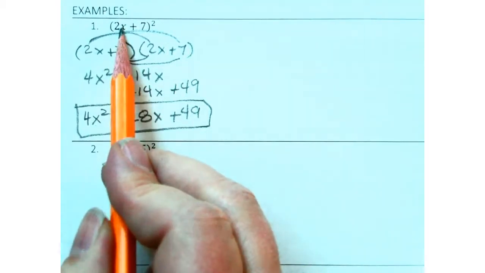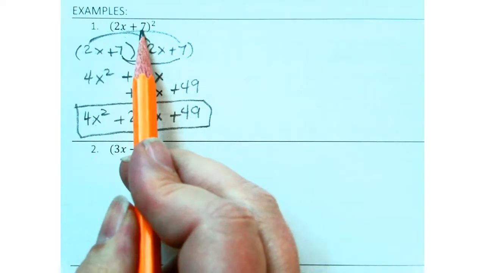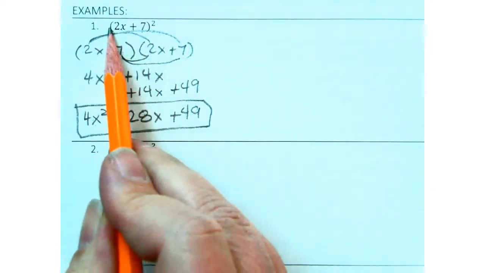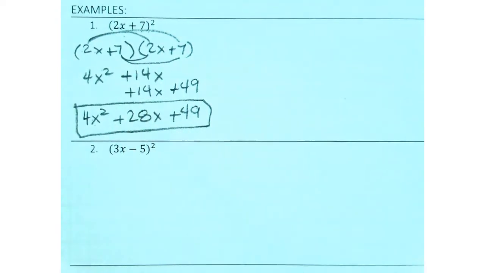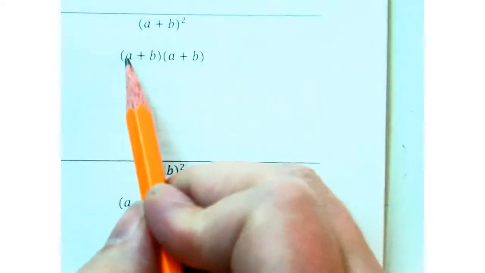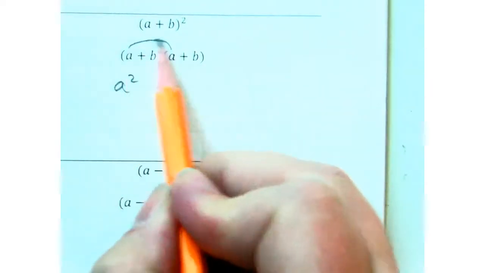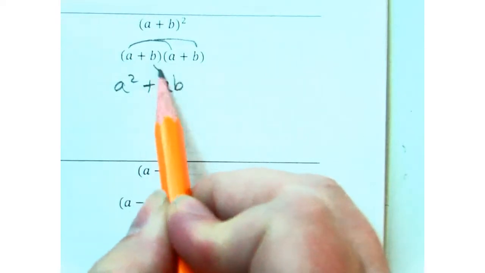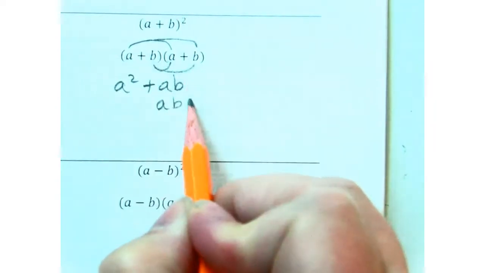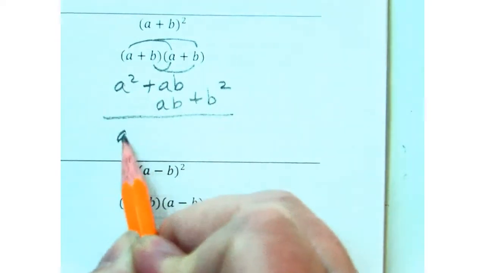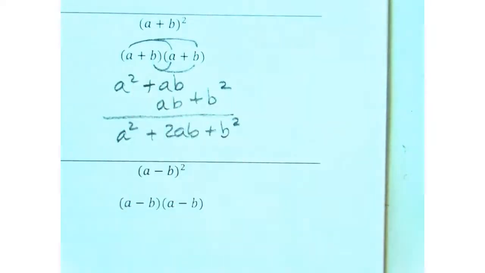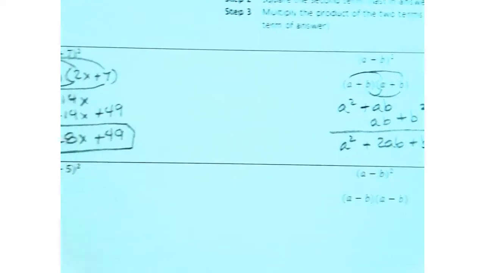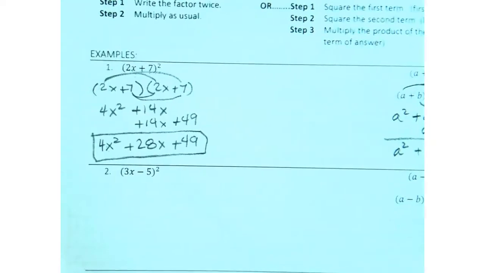The first term is squared, the last term is squared, and the middle term is the product of the two terms doubled. We can see this will always happen if we demonstrate with a and b instead of numbers. The first term is squared, then a times b, then b times a, then b squared. We end up with the first term squared, double the product of the two terms, and then the last term squared. This means we could use a shortcut when multiplying a perfect square trinomial.